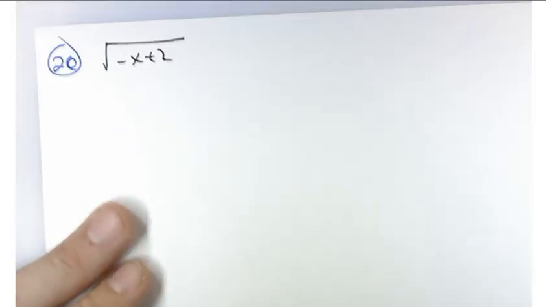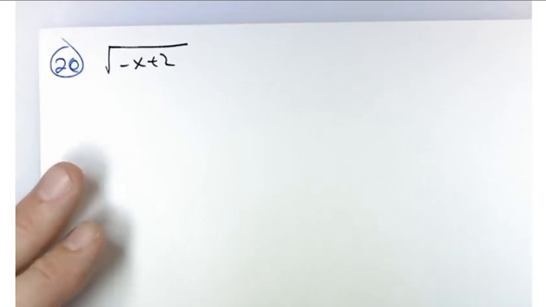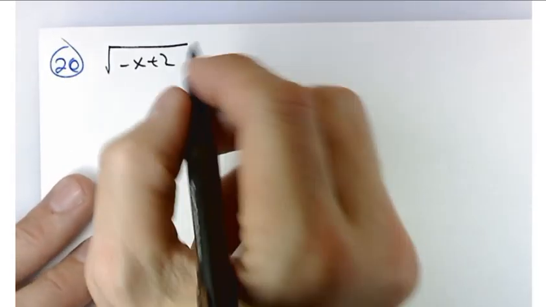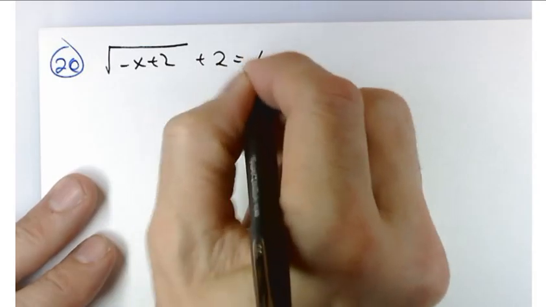Why don't you try problem number 28? Unless you want me to do one more first. Want me to do one more first? All right. Let me do one more first. Problem number 26. So negative x plus 2. Excuse me. Square root of negative x plus 2 again equals x.